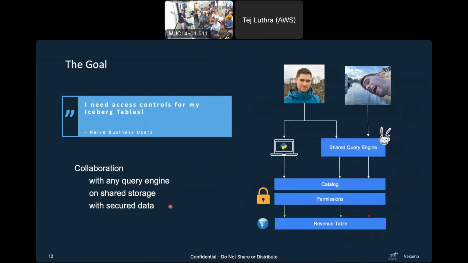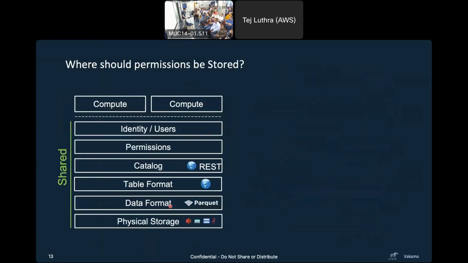A user might use Python, and after that they might use Trino, a shared query engine, and they both want to access a table, for example a revenue table, with their personal permissions that are shared between these different query engines. And because a lakehouse is no monolith, this is actually surprisingly hard to achieve. But it's possible today with open source tools, and that's what my demo is going to be about.